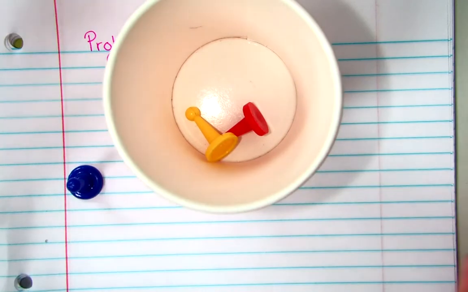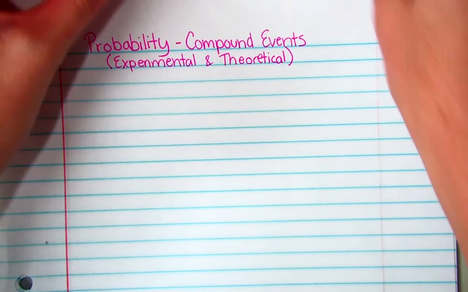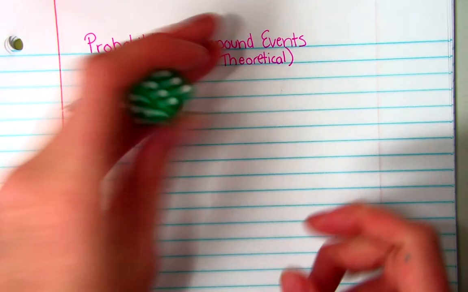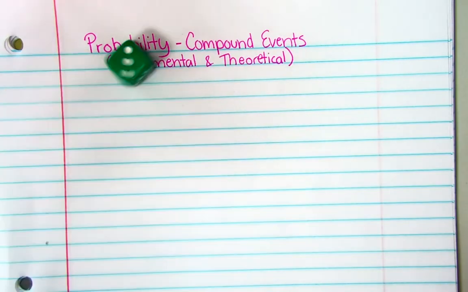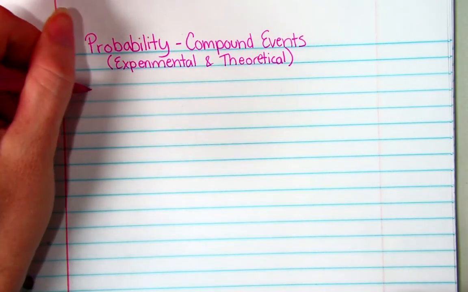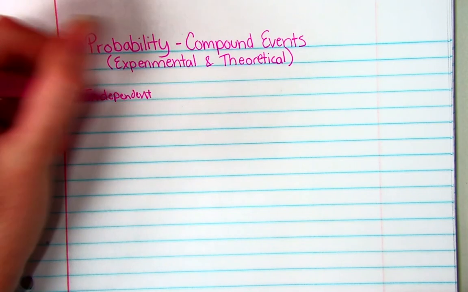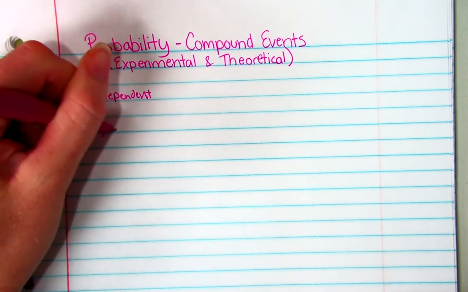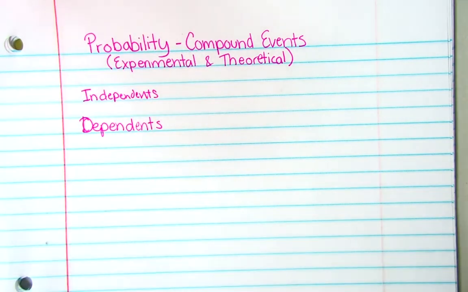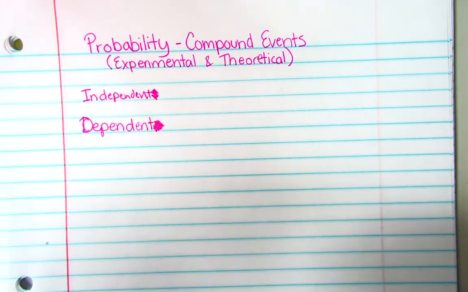You have independent compound events, meaning the first event has nothing to do with the second event. So I roll this dice, and then I roll it again. The fact that it landed on one first has nothing to do with what's going to happen in the second roll. Okay? So you have independent, and dependent compound events. And we talked about those. You have notes in your journals or in your notebooks about that. Those are not plural. Dependent, independent, and dependent.